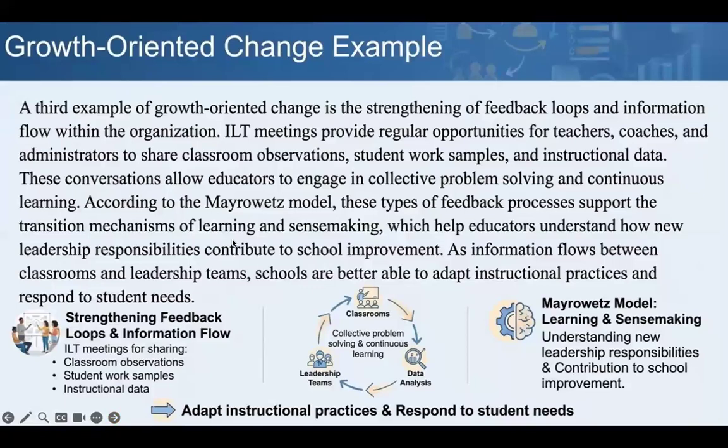A third example of growth-oriented change is the strengthening of feedback loops and information flow within the organization. Within our ILT meetings, we provide regular opportunities for teachers, coaches, and administrators to share classroom observations, student work samples, and instructional data. These conversations allow educators to engage in collective problem solving and continuous learning.